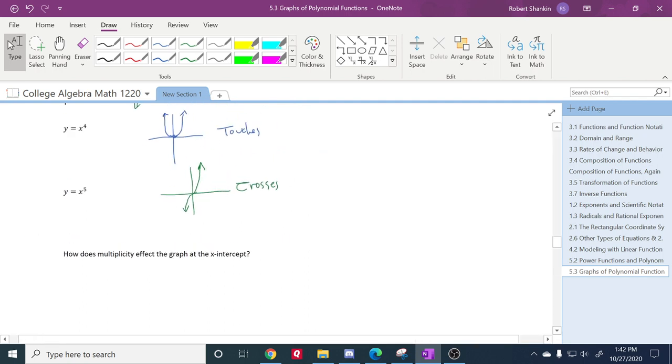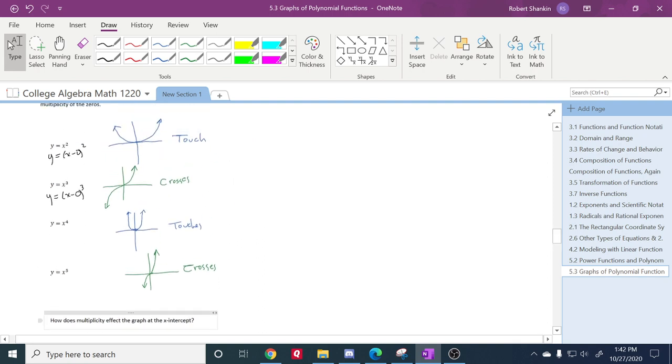And I want you to type your answers into your group chat, but don't hit enter yet. So work on it individually first. And go ahead and hit enter. And you can discuss this.